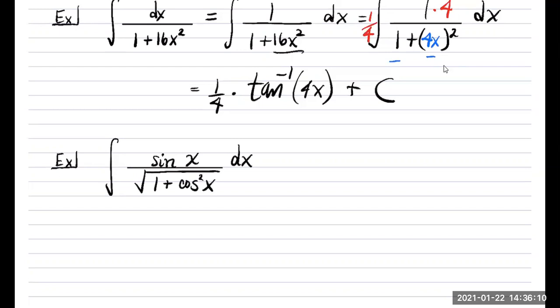Okay, how about this one? What do you think? Do you suspect a chain rule? Yeah, it sure looks like it, right? The derivative of the cosine function is minus the sine function, right? Now you've got that in the numerator.